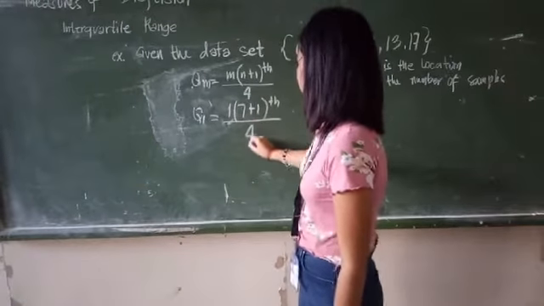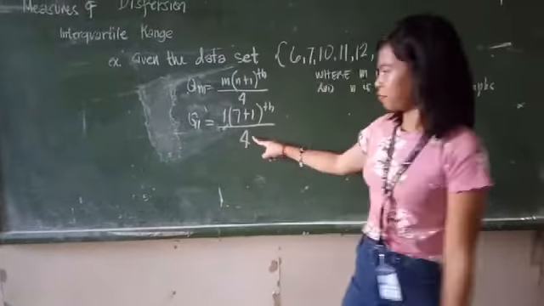over 4. Why 4? It's because from the word quartile, we are going to divide by 4. So we calculate this: 8 over 4 is equal to 2. So the first quartile is in the second position. So the Q1 is the 7.